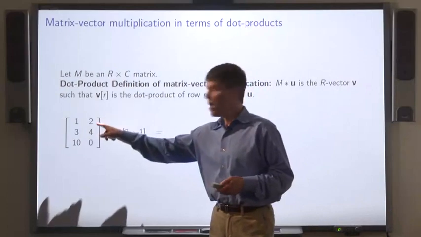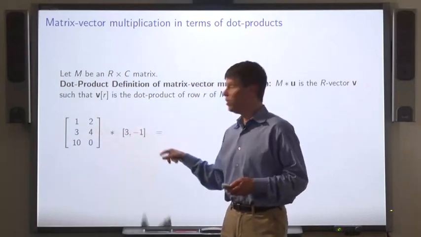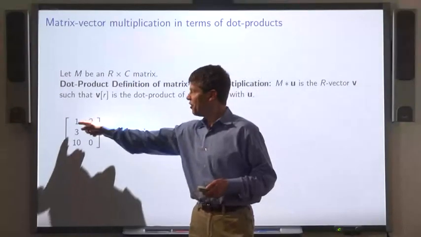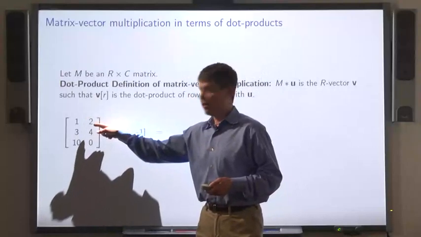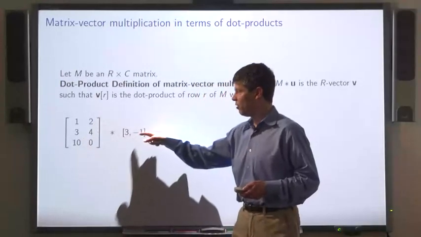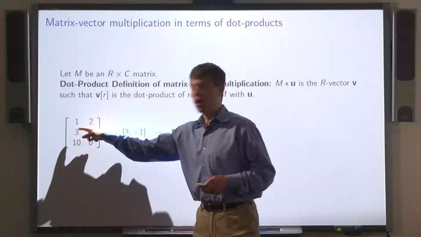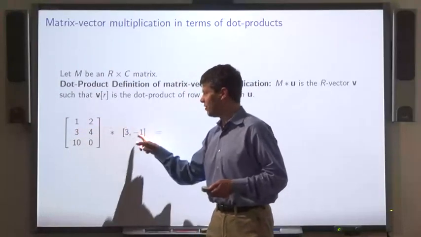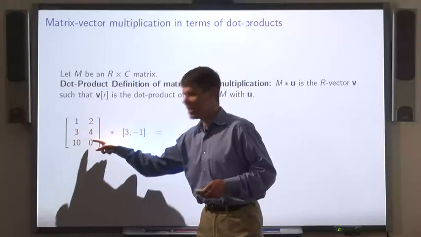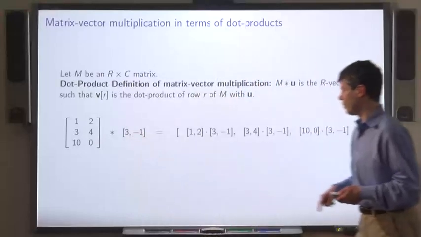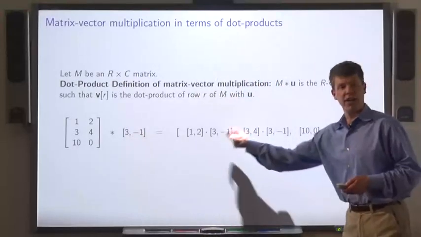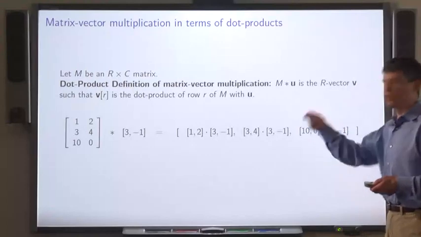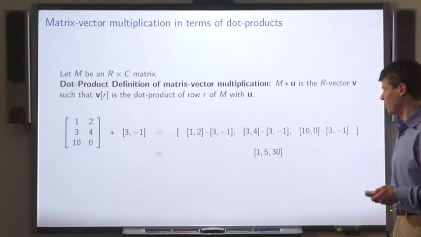So to calculate the matrix vector product using this rule, we would take the dot product of the row 1, 2 with this vector, the dot product of row 3, 4 with this vector, and the dot product of row 10, 0 with this vector. And those dot products are the values of the entries of the resulting vector.